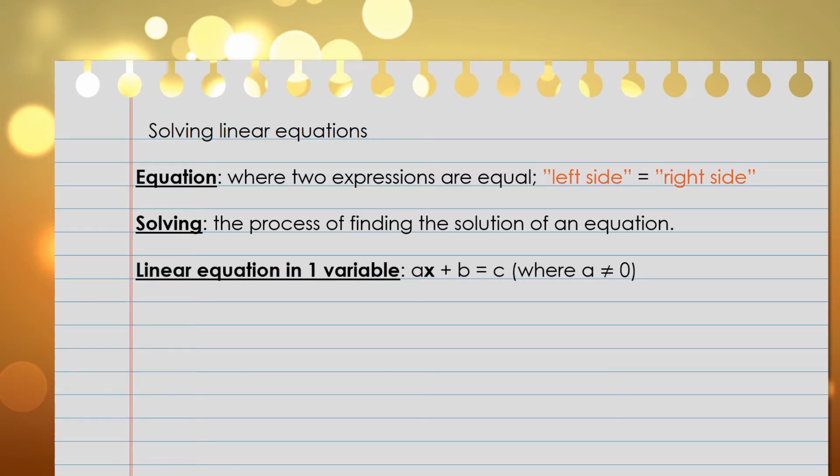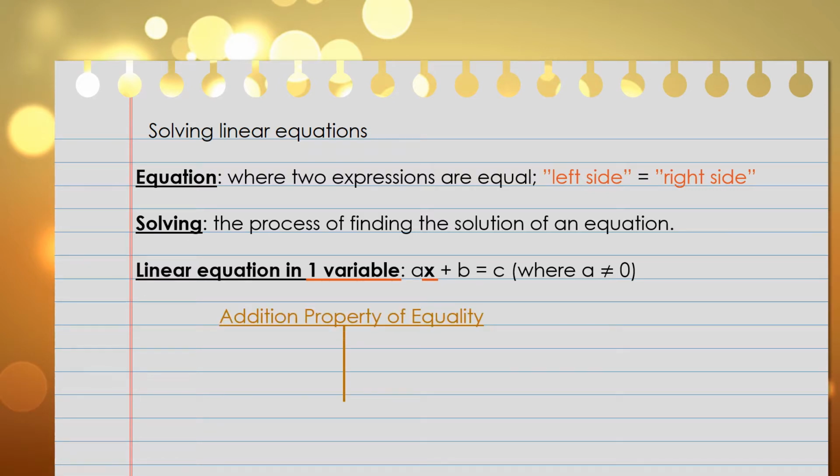Now, a linear equation in one variable is of the form ax plus b equals c. And the technicality states where a cannot equal 0. But the important thing you may notice is it says in one variable. Well, what does that mean? It means you will have one variable, such as x, somewhere along in the equation. And that variable will be what you're trying to solve for.